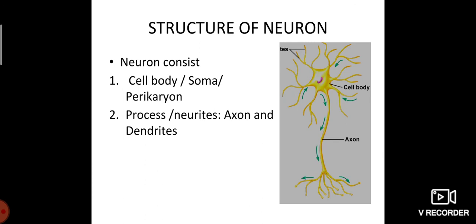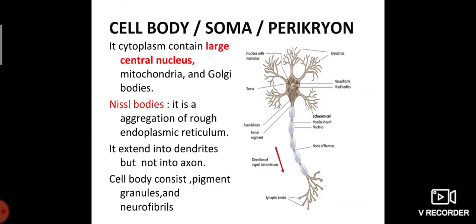Now we will see the structure of a neuron. We have already studied the structure of a neuron in lower classes, and we are very familiar with it. It has a cell body, otherwise called soma or perikaryon, and it consists of two types of processes. The small processes surrounding the body are called dendrites, and a long process arising from the body is called the axon. So axon and dendrites are the two processes present in the neuron.